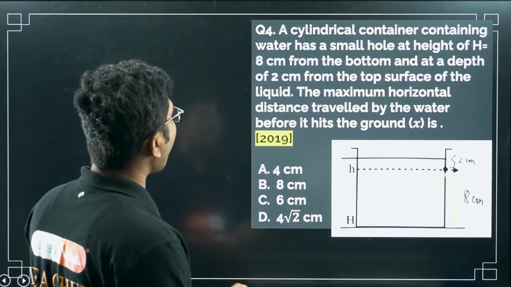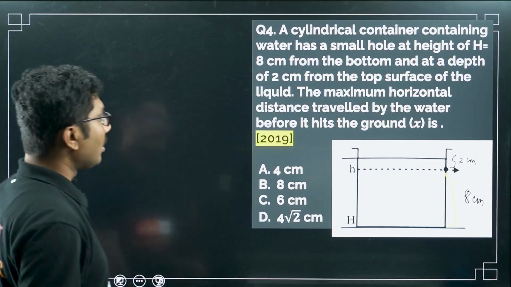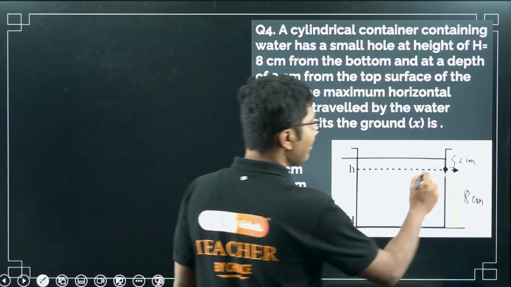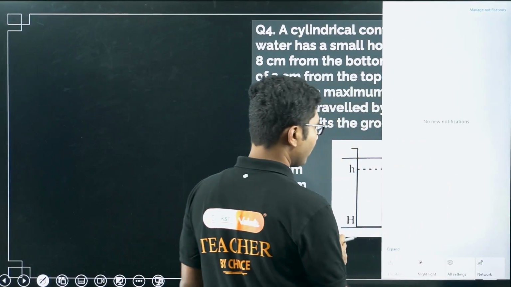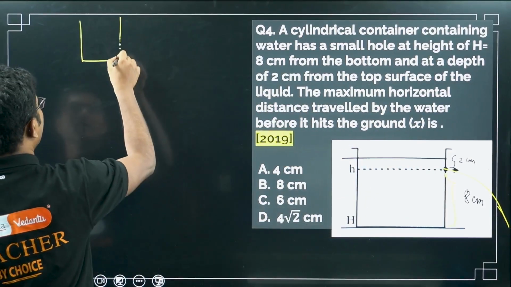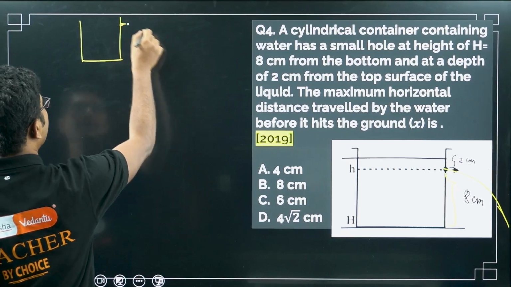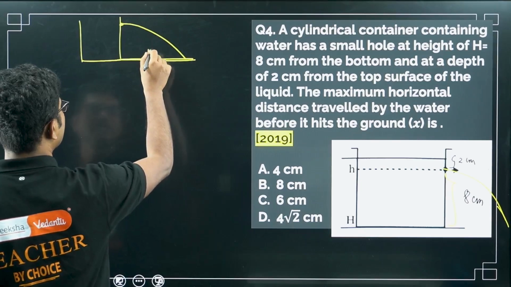The question asks for the maximum horizontal distance traveled by the water before it hits the ground. So, suppose this is the container, and this is the hole. The water will hit the ground after some time. You have to find this horizontal distance.